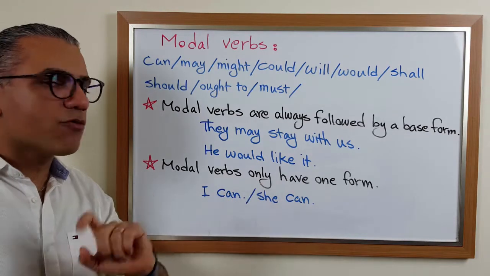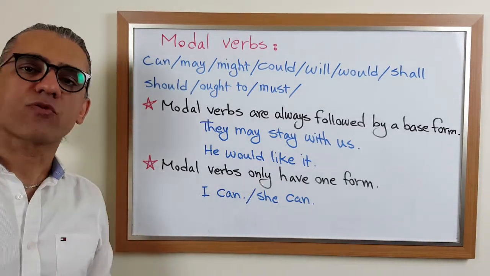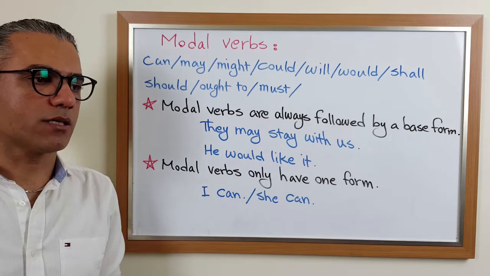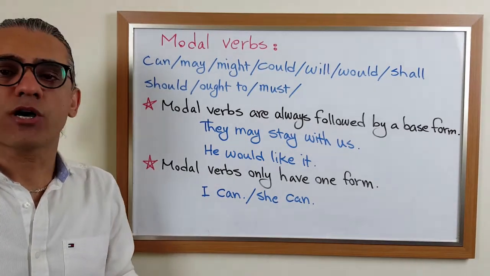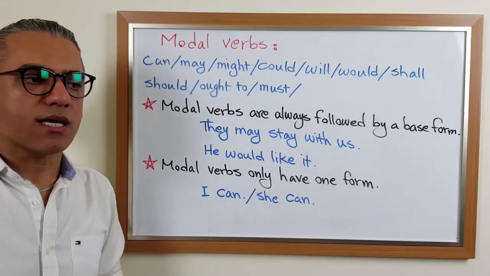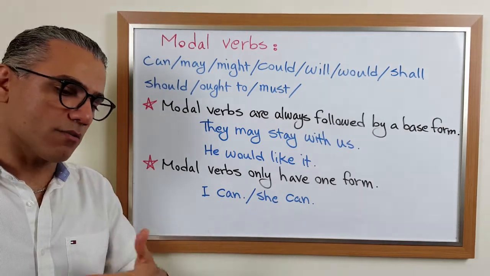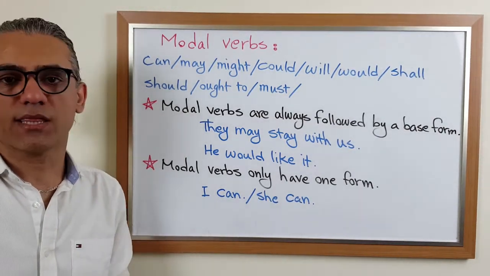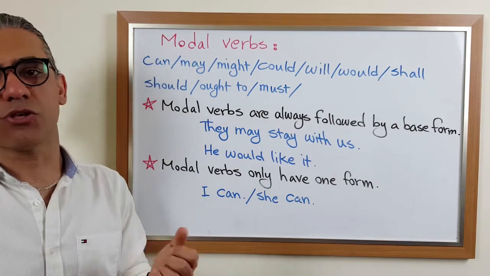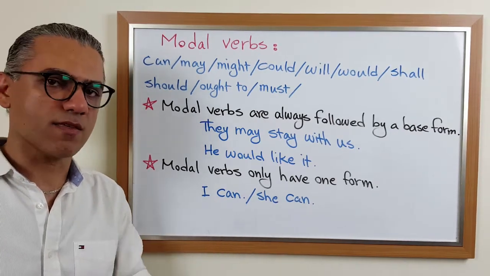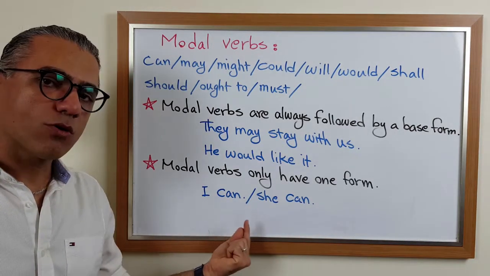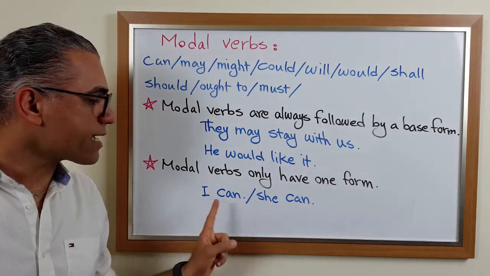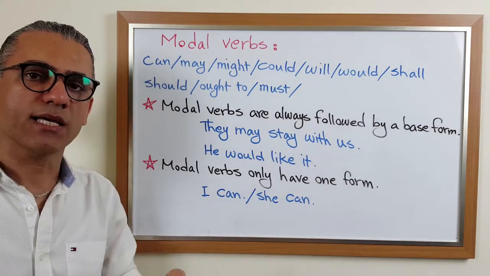Modal verbs only have one form. Actually, this is the difference between modal verbs and regular verbs, like eat, watch, see, sit. These normal verbs we can conjugate. We can say, for example, I see, you see, she sees, or he sees. But that doesn't hold true with modal verbs. You say I can, you can, she can, and so on.